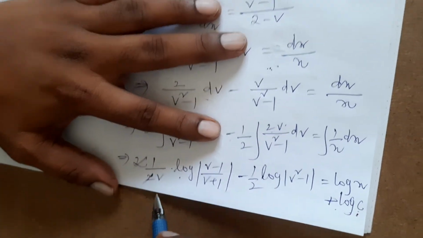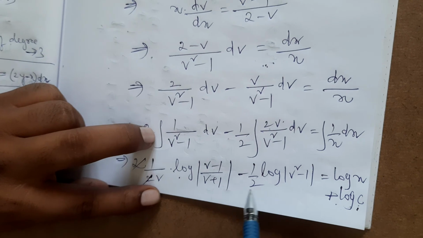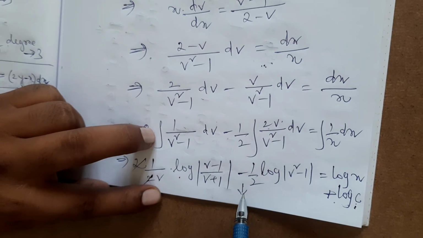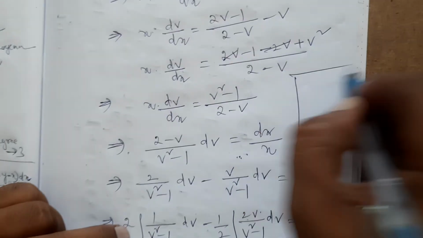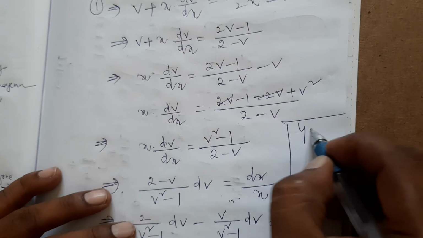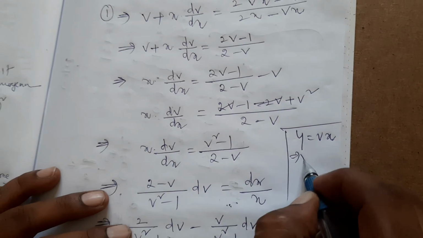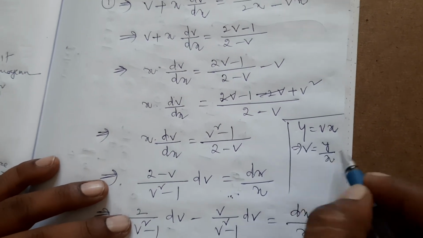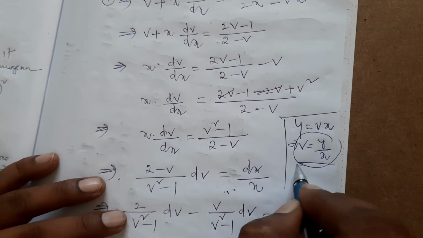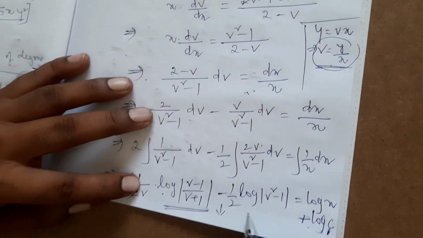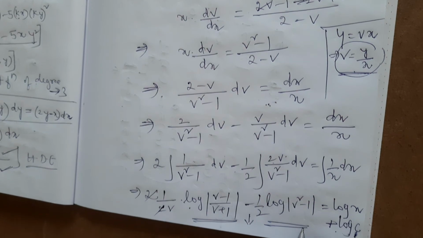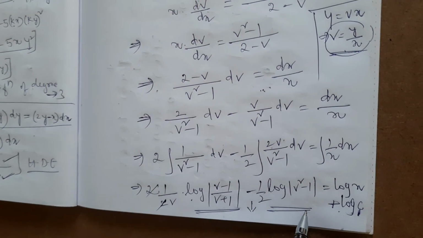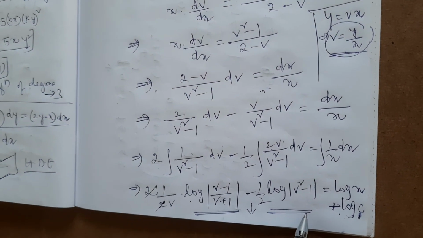Then this value cancels. Again, the solution should be in terms of x and y only. So here v is there. What is the substitution for v? Here we took y equal to vx. Therefore v is equal to y by x. Replace v with y by x in this entire equation. You will get the general solution for the given homogeneous differential equation. Okay.